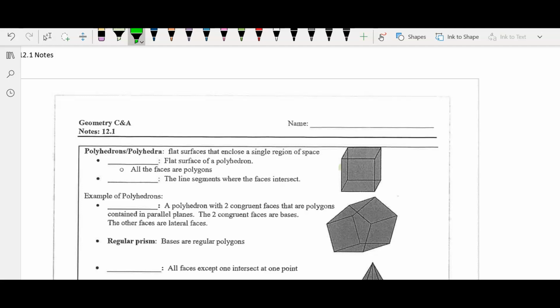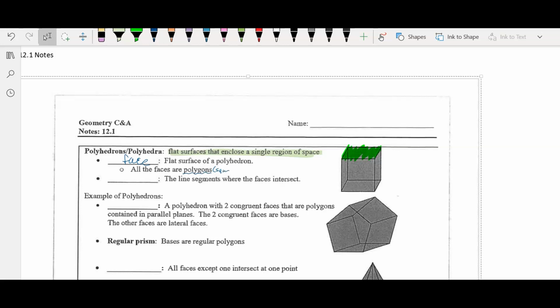A polyhedra is made up of flat surfaces that enclose a single region. Thinking again of a cube, kind of like a Rubik's Cube, looking at the outside pieces and ignoring the inside. The first part here, if I highlight this section, or more importantly, I'll highlight up here to see it a little better, is called the face. A face is a flat surface of the polyhedron, and it's made of polygons.